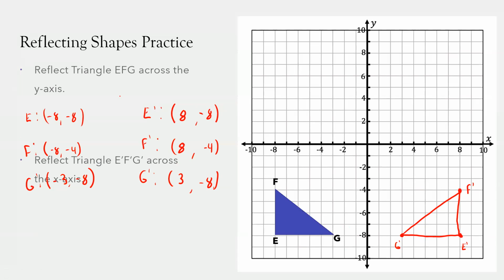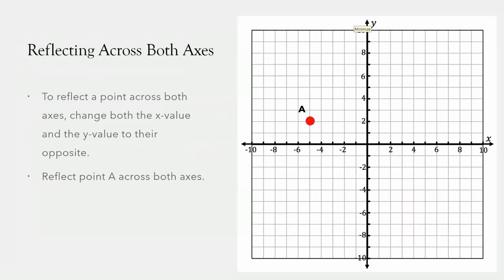So I was originally going to have you reflect this one across the x-axis as well, but we're actually going to look at that on the next slide. So to reflect a point across both axes, all we have to do now is change both the x value and the y value to their opposite. So if you're writing out the notes like this, (x, y) is going to go to (-x, -y).